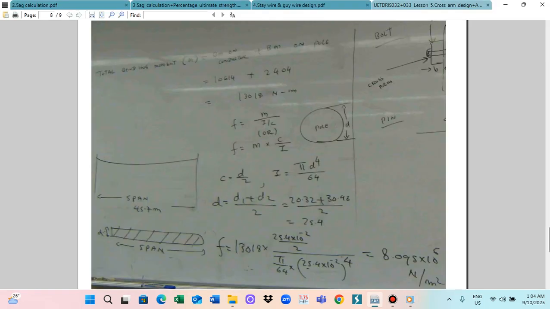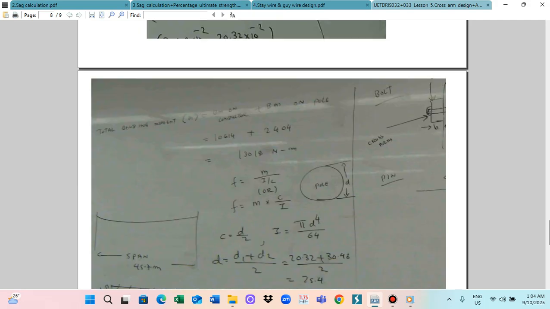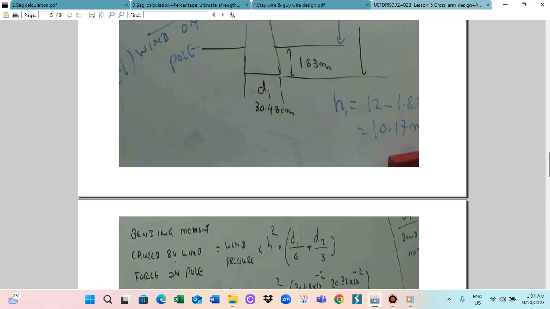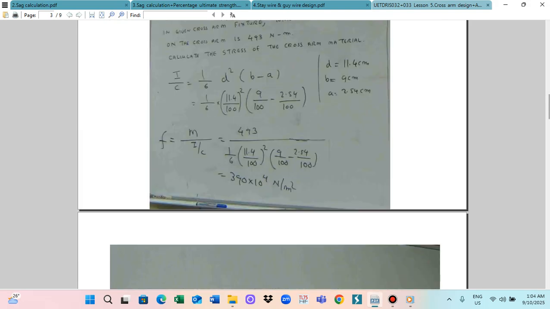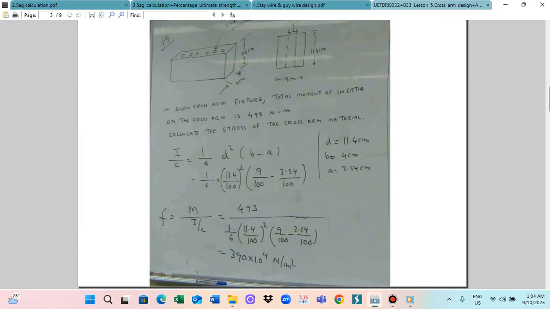Okay, so this is a cross-arm assembly. In the given cross-arm picture, the moment of inertia on the cross-arm is 493 Newton meter. You have to calculate the stress of the cross-arm material. So for this cross-arm, we have to substitute this formula. I by C is equal to 1 by 6 into D square into B minus A.